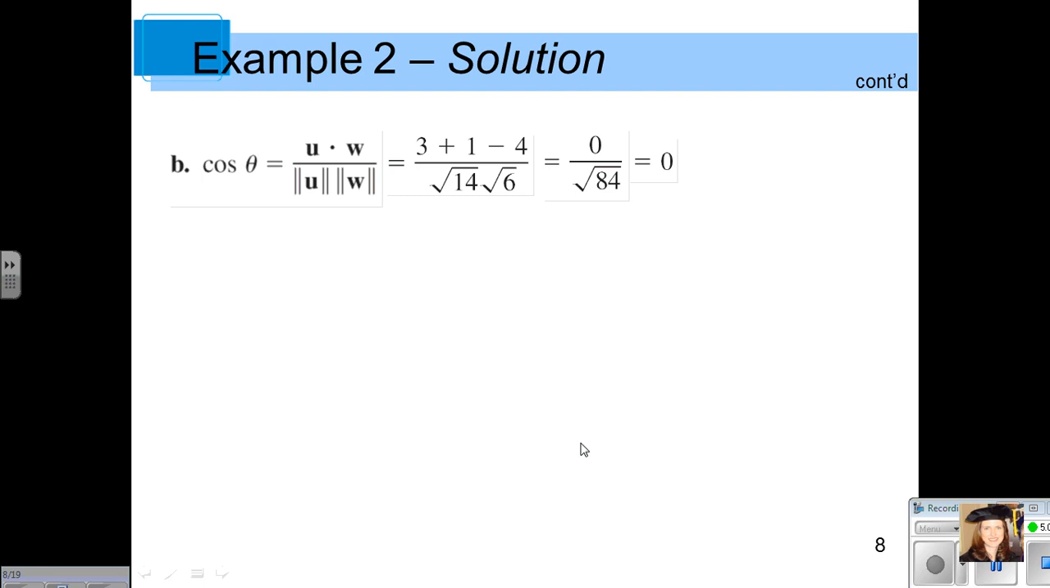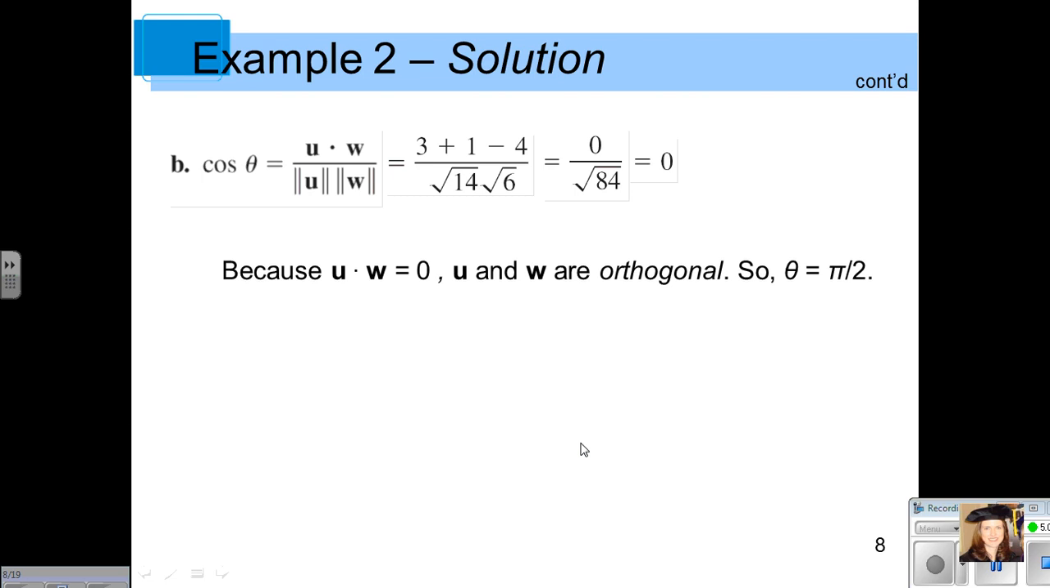What angle has a cosine equal to 0? You could do inverse cosine of 0. Either way, you'll find that the angle is pi over 2. If you're in degree mode, it's going to show 90 degrees. Whenever the angle between two vectors is 90 degrees or pi over 2, we say that those vectors are orthogonal. And in fact, that is going to happen whenever that dot product is 0.